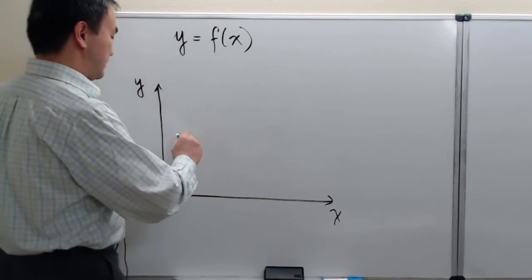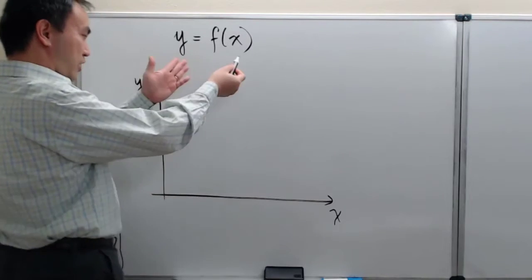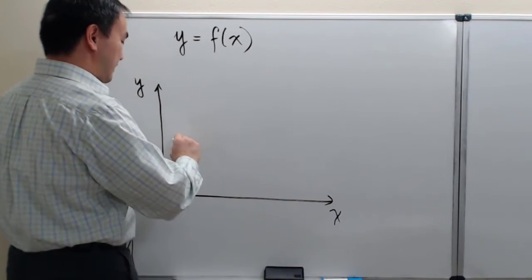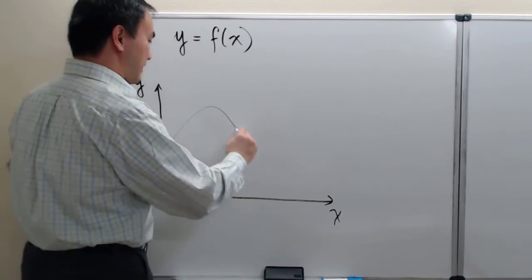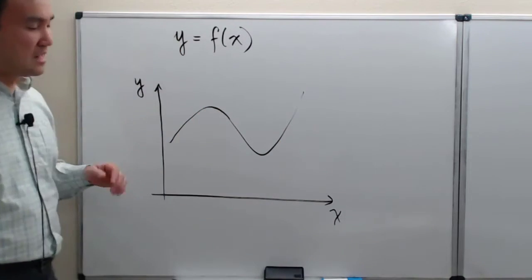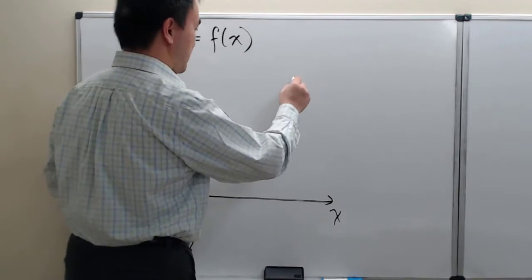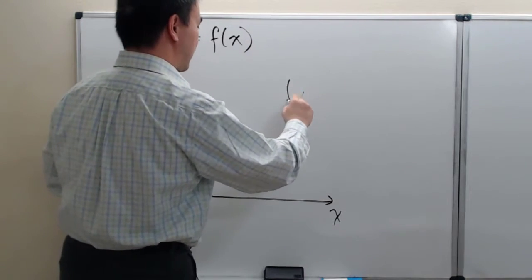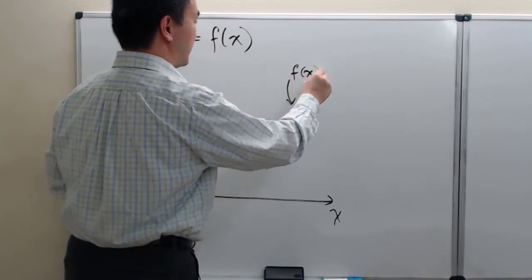What I see is a graph. When we sketch the graph of something like this, the graph could be something like this. Okay, so let's say our function f of x has a graph like this. So this is the graph for f of x.